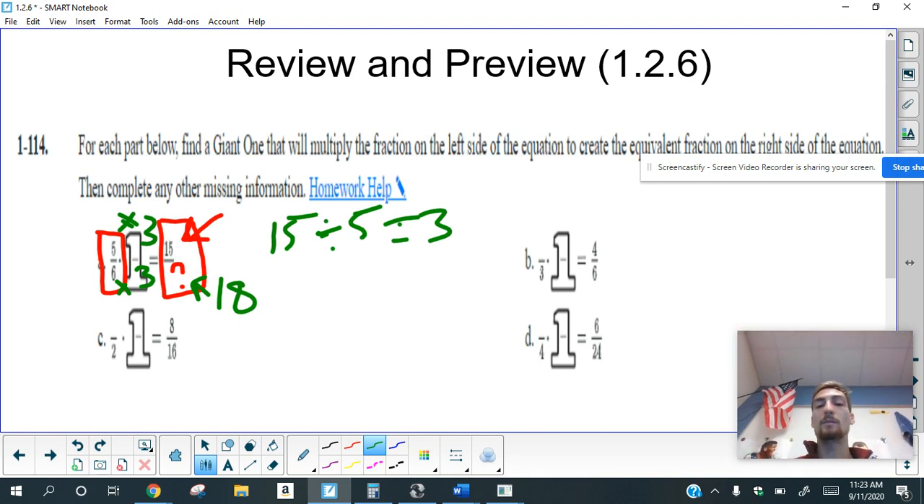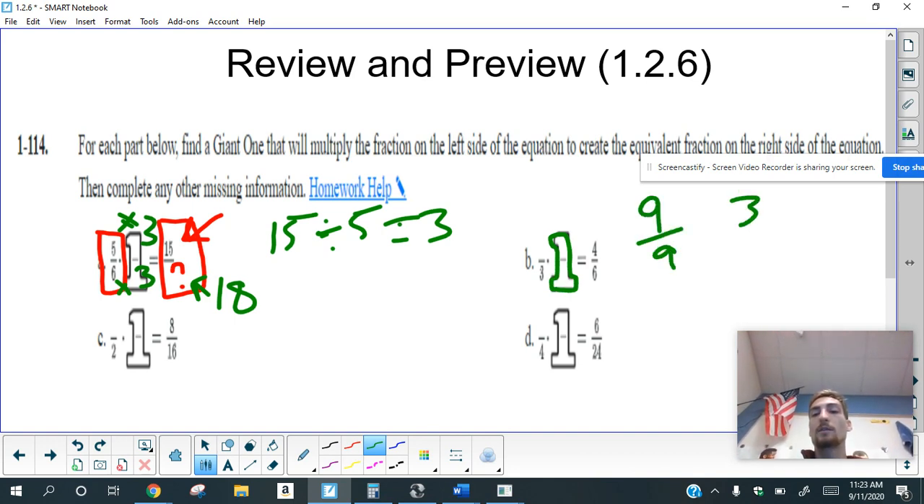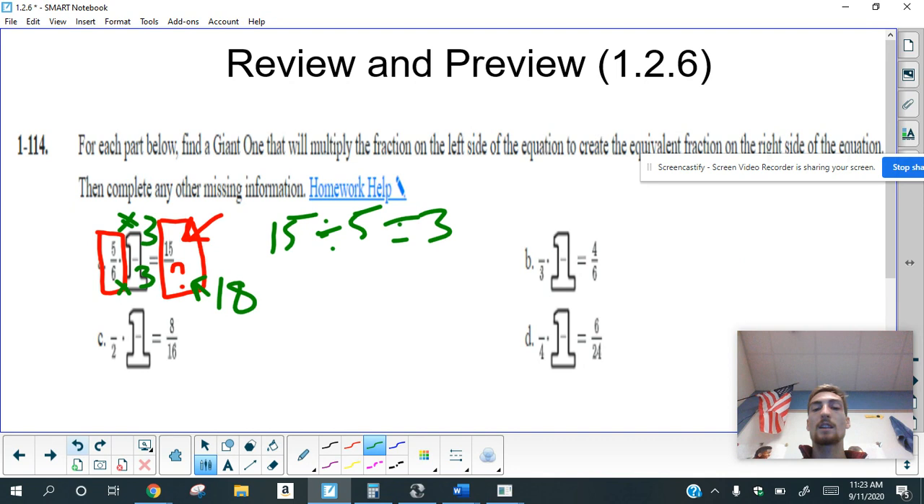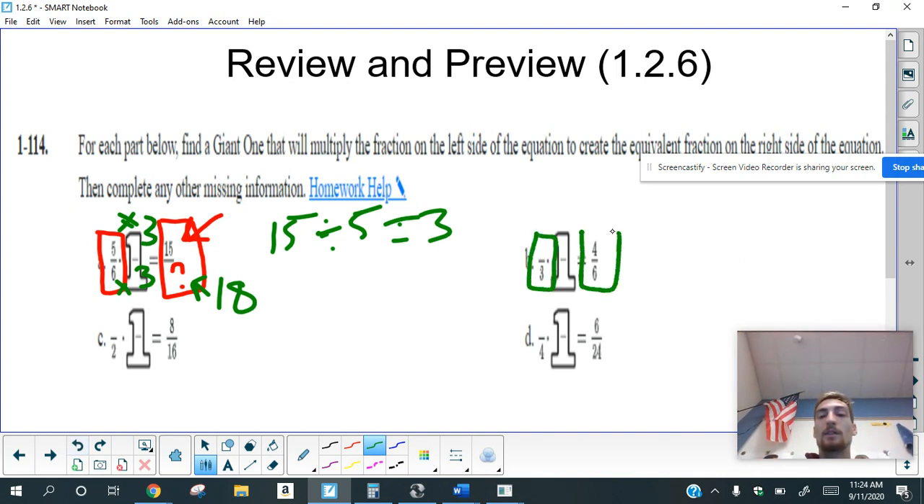So now we're moving on to part B. And again, we have this big 1. And remember, the big 1 is talking about like 9 over 9, 3 over 3, 2 over 2, right? It's a fraction that is equal to 1. So this fraction is equal to this fraction. So we had to multiply 3 by what to get to 6? Well, we'd have to multiply 3 by 2 to get to 6.